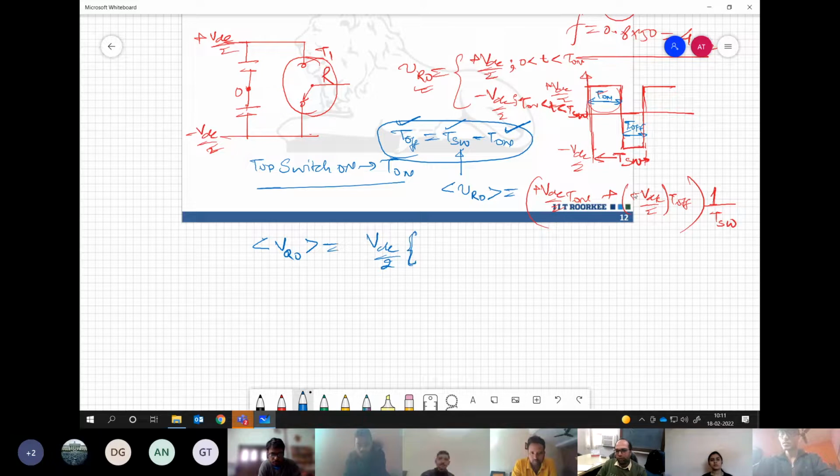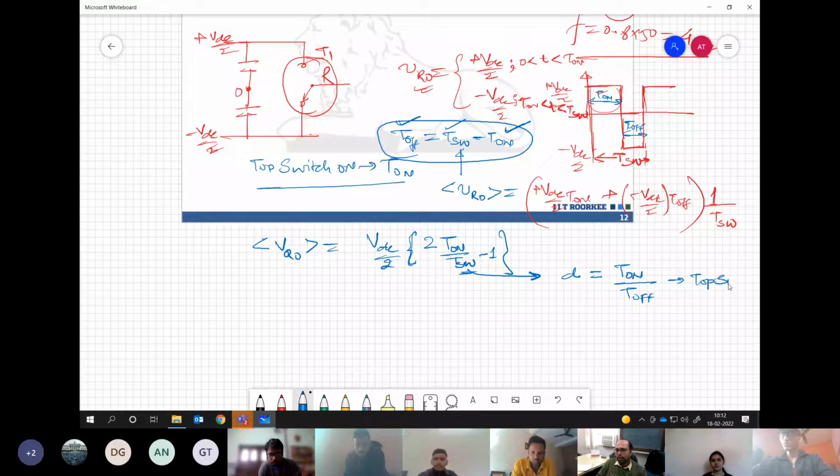Now if you simplify this equation, what we will find is that 2 times of T on by TSW minus 1 is the factor which is getting multiplied with VDC by 2. You understand my point here? Now, if you recall from the DC-DC converter, what is this quantity T on by TSW? Duty cycle. Duty ratio. Duty ratio we have defined with respect to the top switch only. So this is for the top switch.